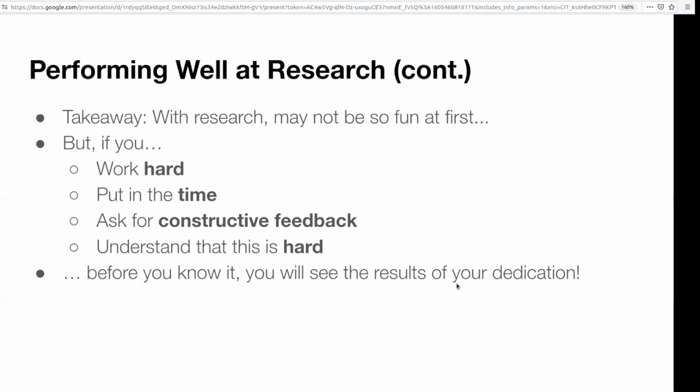And I've learned that research people can be a little bit savage when they're giving you constructive feedback. I've had my advisor openly curse at me, saying, this is effing garbage. Like, this paper makes me want to kill myself. But if you see past it, that they're really trying to help you and push you, I think that's an important part of it. Do understand that this is hard, but again, the working hard time, getting the feedback from mentors and professors is crucial. And before you know it, you will be able to see the results of your dedication.